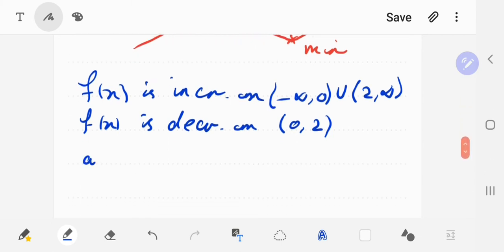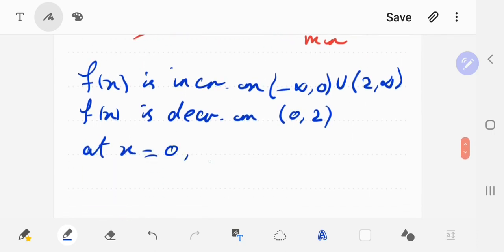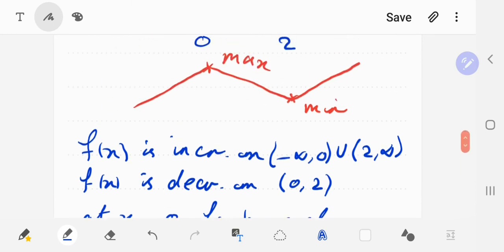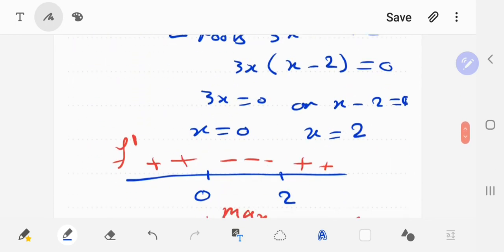Now, at x equal 0, f of x has a relative or local maximum, which is, what's the value of f of x that is a maximum, which is f of 0. And of course, we can evaluate f of 0 from our original function here. So 0 minus 0, that will be 0.